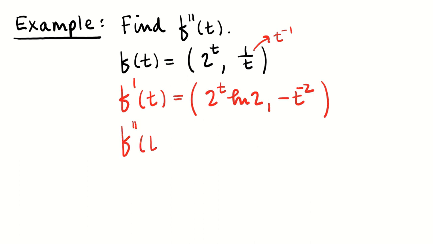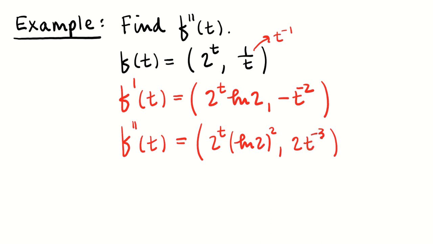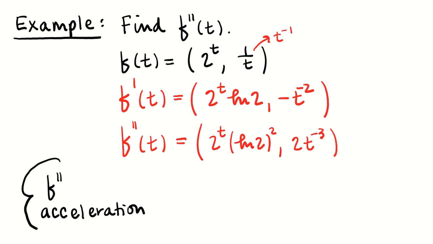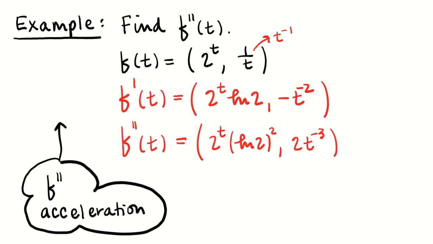Then we could get f double prime of t by taking the derivative of this. The derivative of 2 to the t times log of 2 is, again, 2 to the t, but I'll have another power of log of 2, so I'll square that. And then I'll take the derivative of negative t to the negative 2, and that will give me positive 2t to the negative 3. So if they ask you for f double prime or the acceleration or something like that, that's where it's going to be a vector.